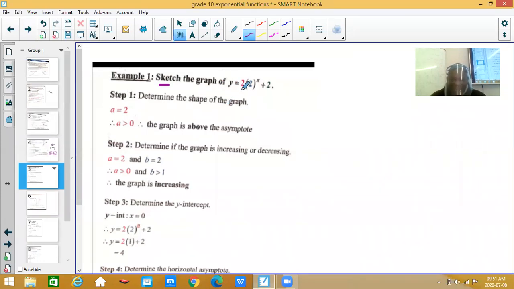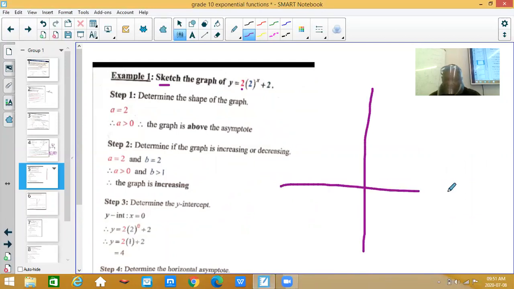If you are determining the shape of the graph, you look at a. What is our a here? 2. Since a is 2, what can you say about this graph? Is it above the line of asymptote or below? It is above because a is positive. Now, what is our line of asymptote? Our line of asymptote is 2.